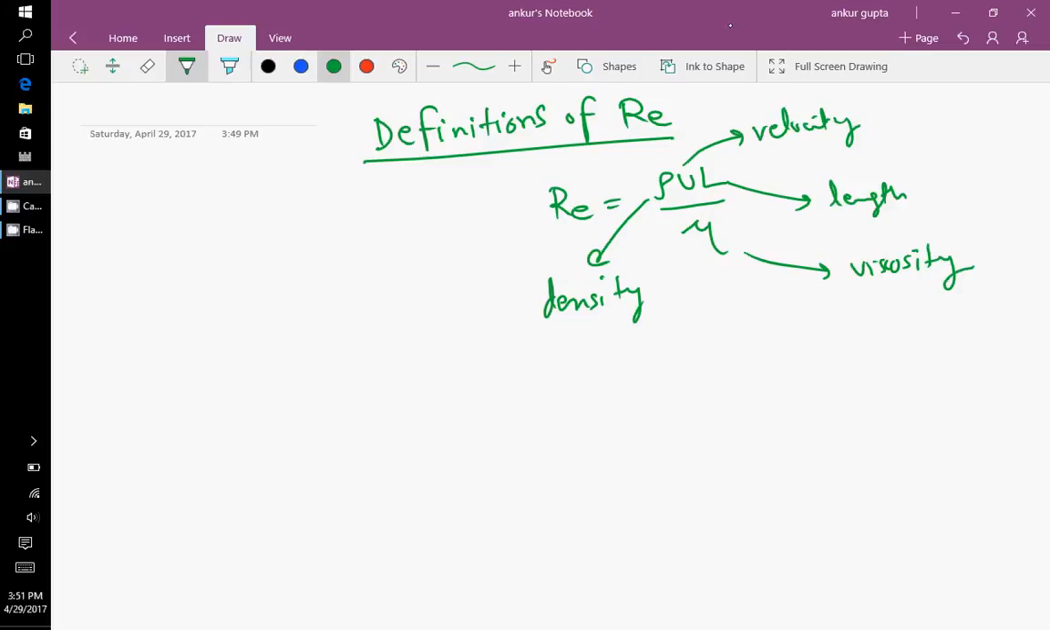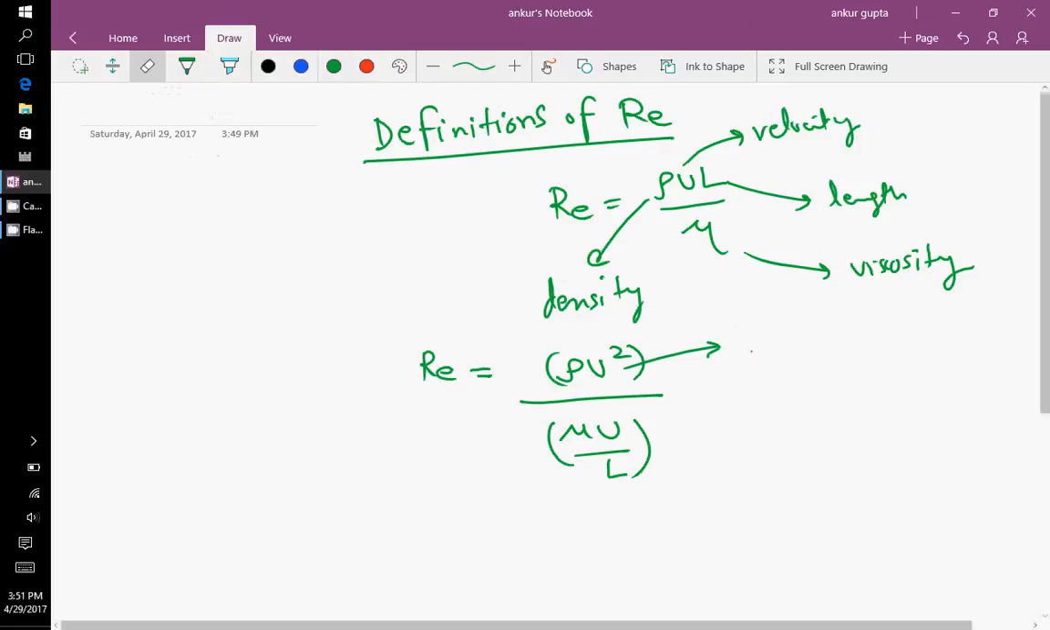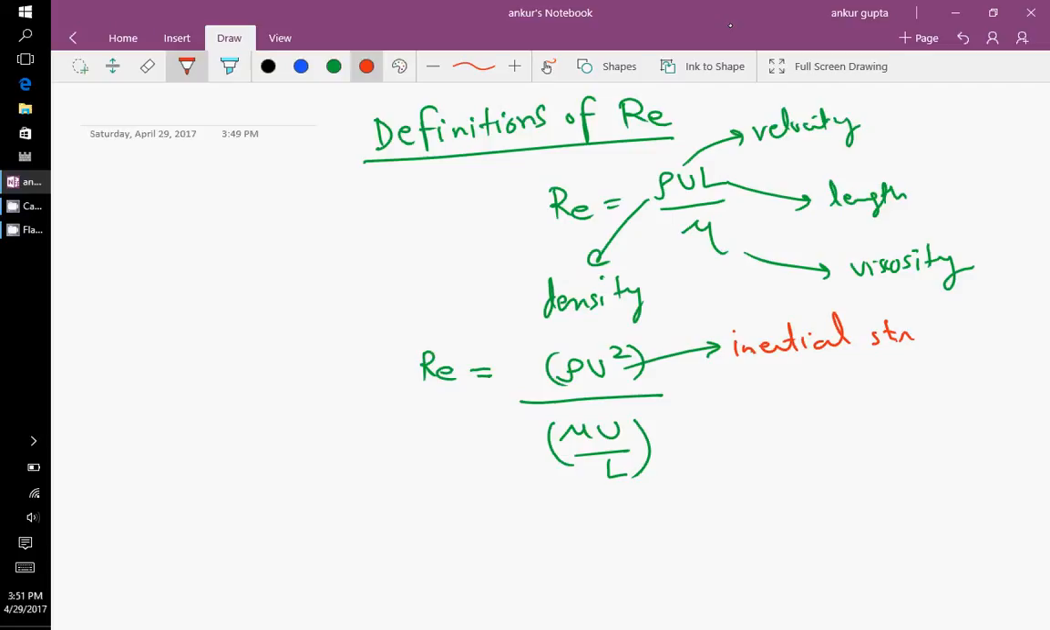Just to give you a little bit of feeling of how we can think about Reynolds number, we can write this as rho u square divided by mu u by L, right? So you can imagine, as we have discussed in class, that rho u square is an inertial stress, and mu u by L is a viscous stress. So Reynolds number is basically a ratio of inertial stress by viscous stress.